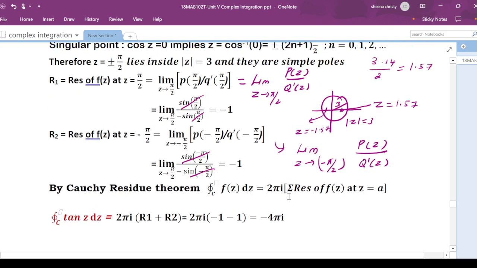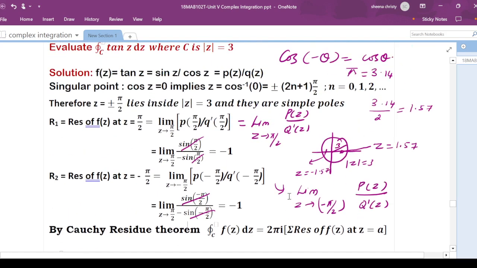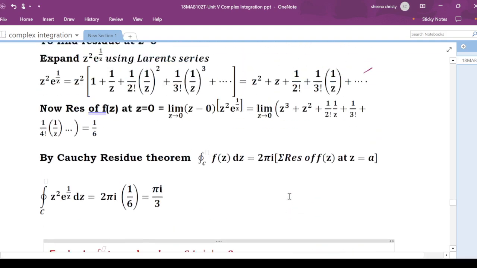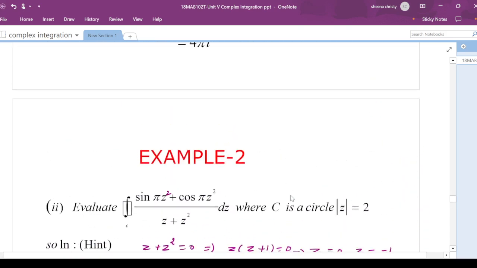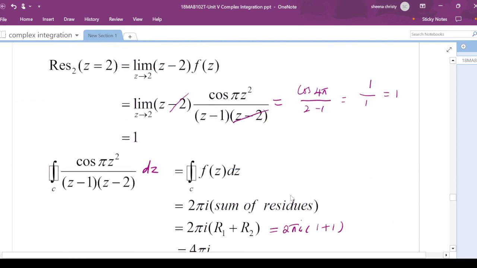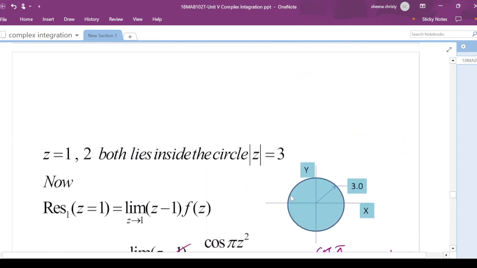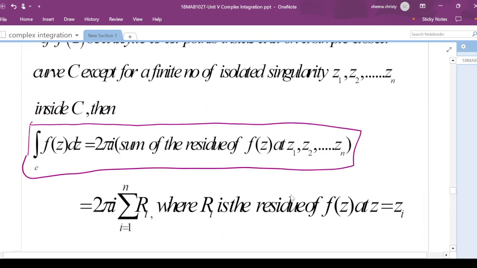This completes all possible problems based upon the Cauchy's residue theorem. Hope you all understood. Thank you.